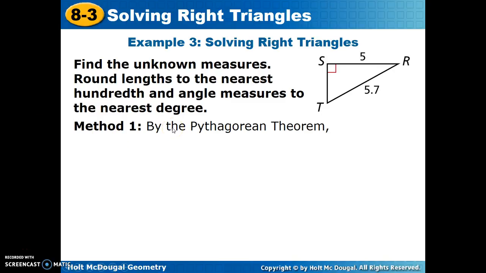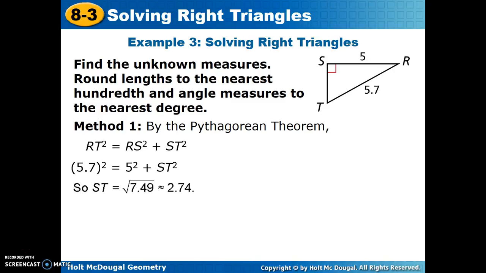Alright, so here, I'll show you this problem. We want to find all the angle measurements and then all the side measurements. First off, it's a right triangle, so we know we could use the Pythagorean theorem. A squared plus B squared equals C squared. And we're missing this side, so you do that. You get 2.74.